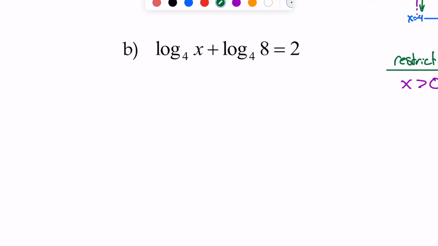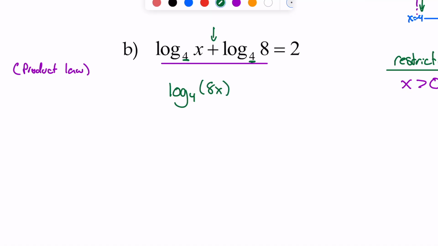Hopefully, as you did the homework for the previous lesson when we learned about our laws of logarithms, you can see that this right here is your product law, because we have the same base being 4, and it's separated by an addition. So I can rewrite those two terms as a single log, and that would be log base 4, and then you multiply the inside numbers. So that would be 8x equals 2.